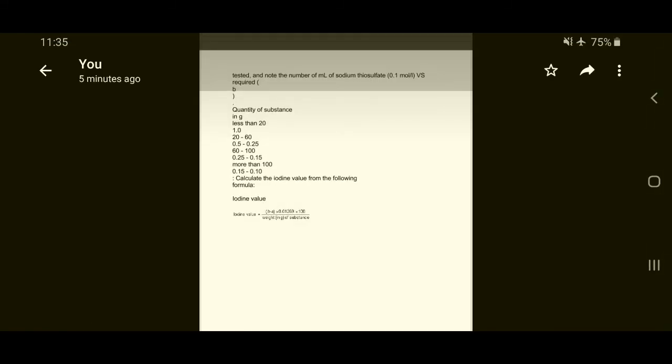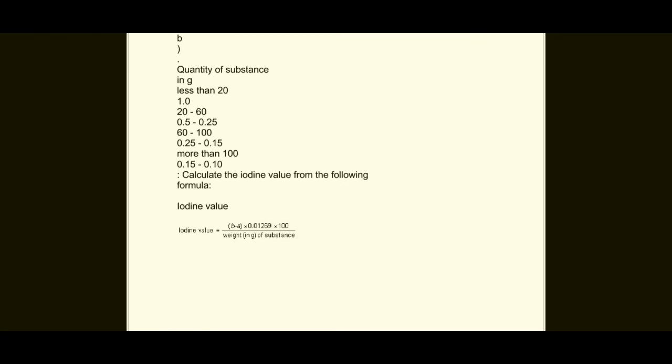Okay students, so that is the formula for determining the iodine value. Okay, thank you.